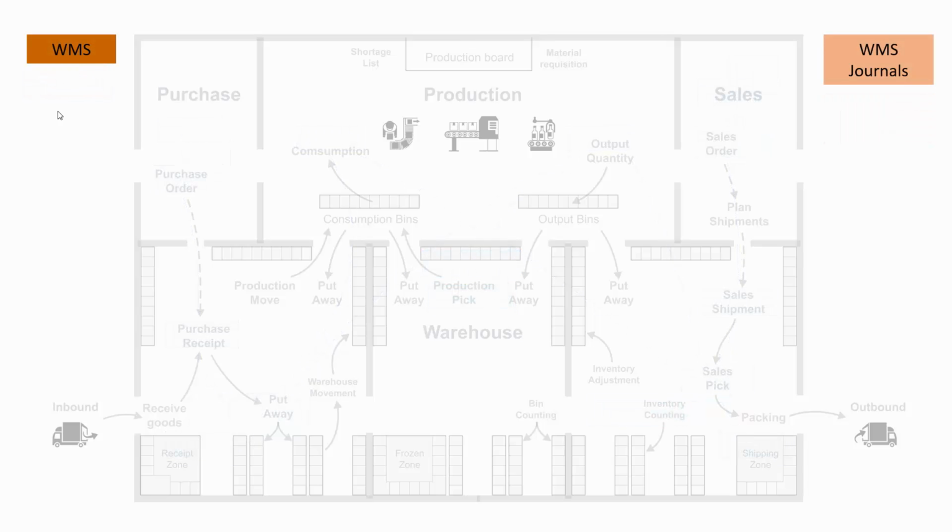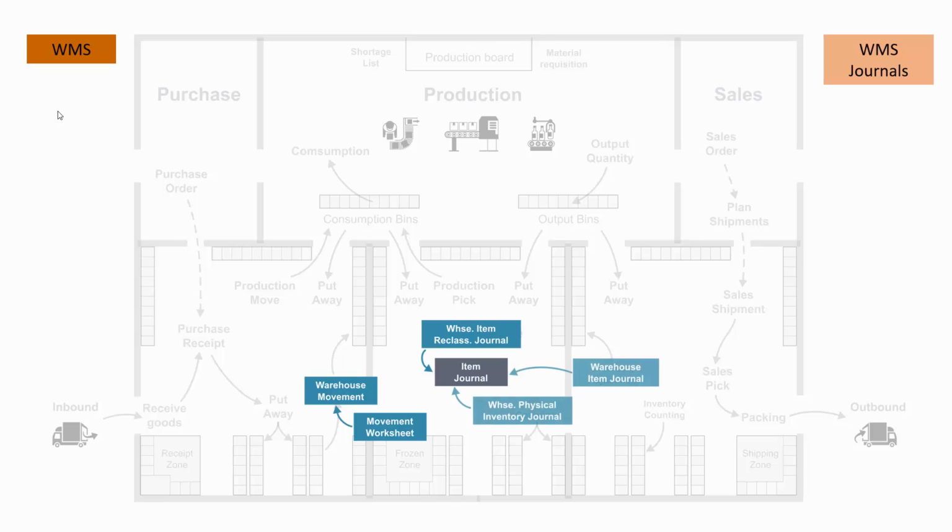Looking at the location with the big check mark, for movements we have the warehouse movement, which is a document created from a movement worksheet, and the warehouse item reclassification journal, where we can move items directly in a journal. Again, it's a way of using a document which is more controlled, or you can print it out and hand it to somebody, or using a journal that you will normally just use for entering what you have done. And then for counting, we have the warehouse item journal for positive and negative adjustments, and the warehouse physical inventory journals for doing adjustments when we do inventory counts.